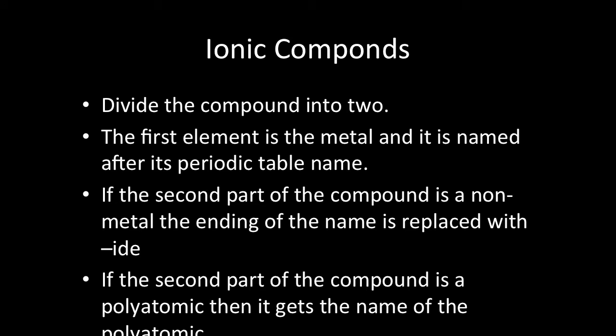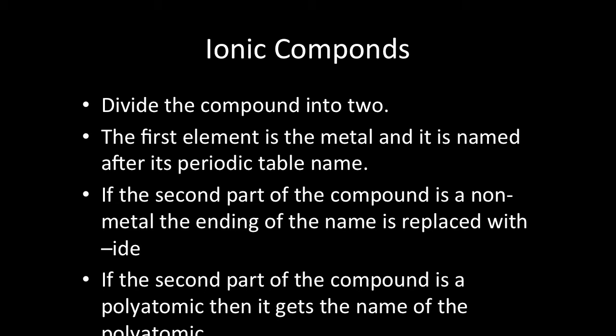How to name ionic compounds. The first thing I'm going to do is take the compound and divide it into its two parts. The first element in the compound is always the metal. That's just the way that we write the formulas. And we're going to name it after its name in the periodic table. The second part of the compound is the nonmetal, and that's the agreed upon way of writing formulas.